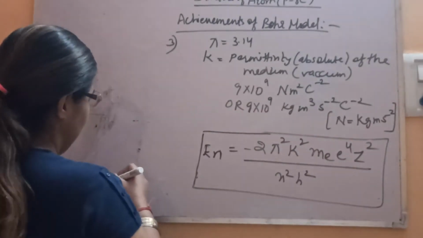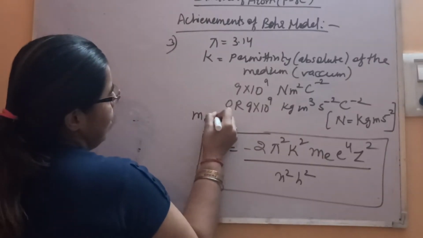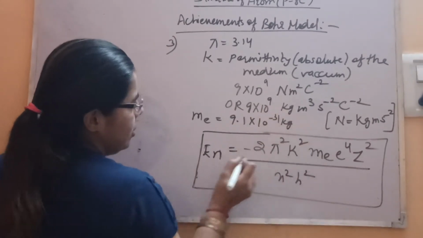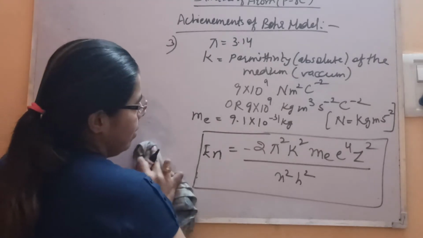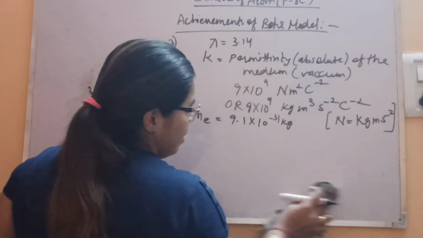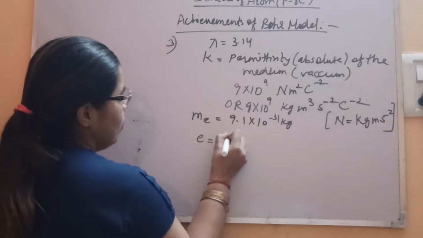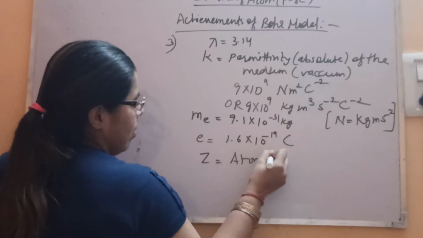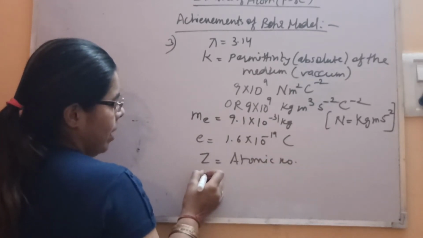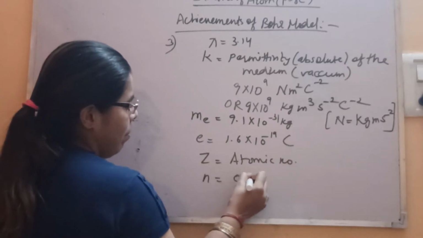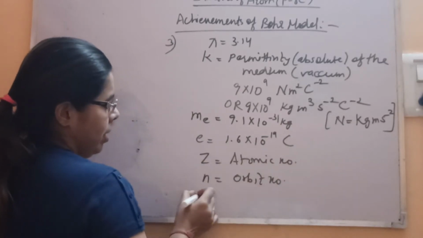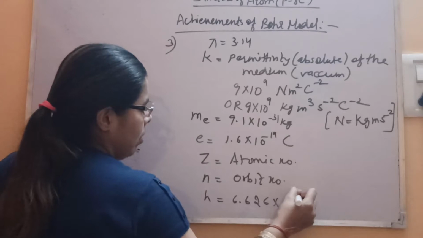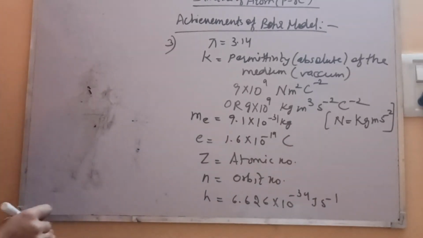Let's see the other terms. Me is the mass of electron, 9.1 into 10 to the power minus 31 kg. E is the charge on electron. Z is the atomic number of the species. Then n is the orbit number. Then what else is left? H, you know, Planck constant, joules per second.